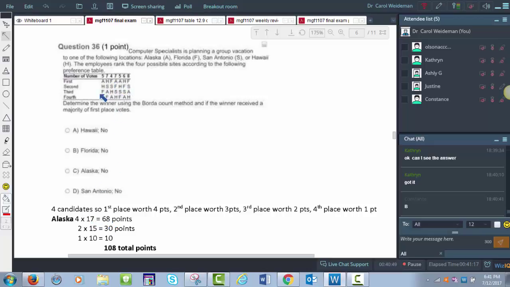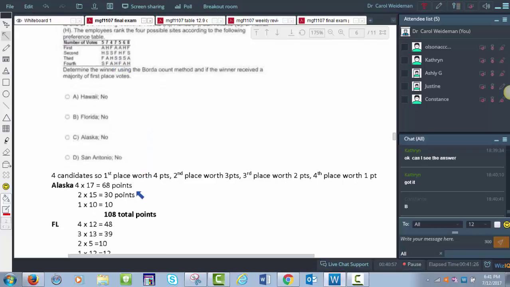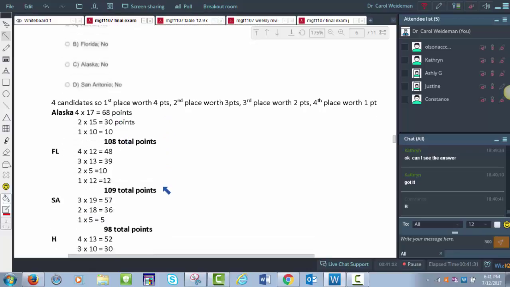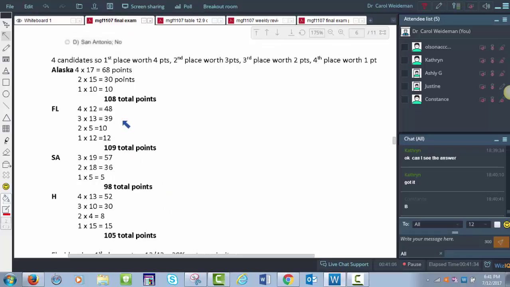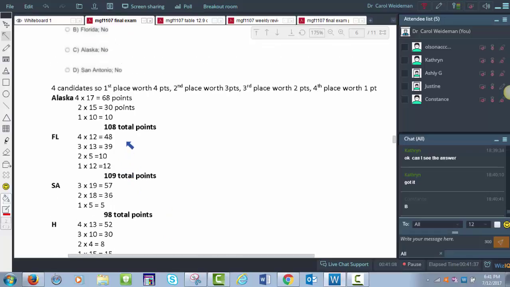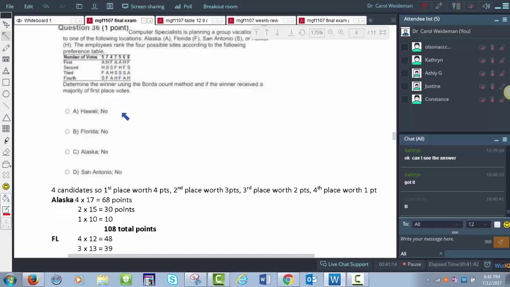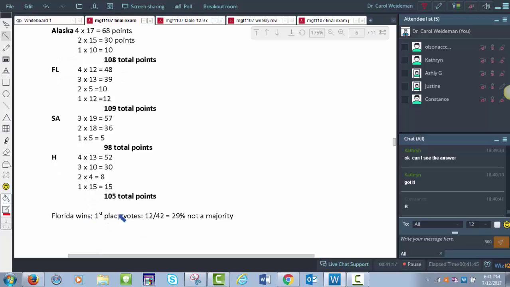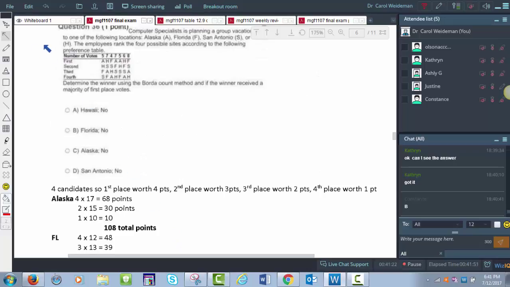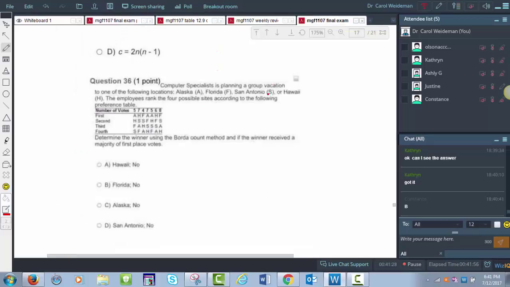Second place, there were none. Third place, Alaska had 15 times 2, and Alaska had 10 in third place. And so what I did in each case, I think you all know how to do these, figure out how many points. Whoever has the most points wins, and in this case, it's actually Florida. Then it also wanted to know if the winner received a majority of the first place votes. I don't know if I answered that one. Florida had first place votes 12 out of 42, 29%, which is not a majority. So the answer here is Florida, and I'll let you check on those if you want. So that's the Borda count method.